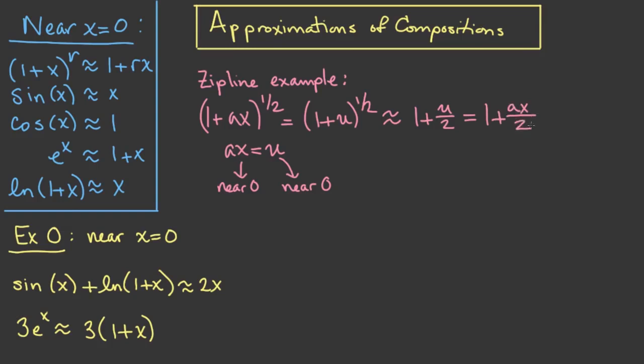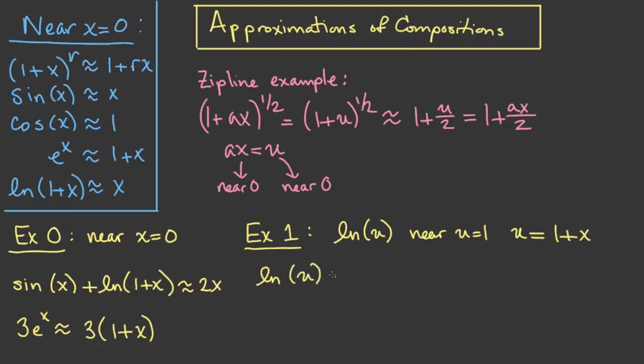In this example, the composed function was just a linear scaling factor, but this approach actually works in general. So let's work through a couple examples. Example 1. Let's find a linear approximation for log u near the point u equals 1. So I'm going to make a substitution, and I'm going to set u equal to 1 plus x. Then log of u is equal to log of 1 plus x. Notice that when u is near 1, x is near 0.